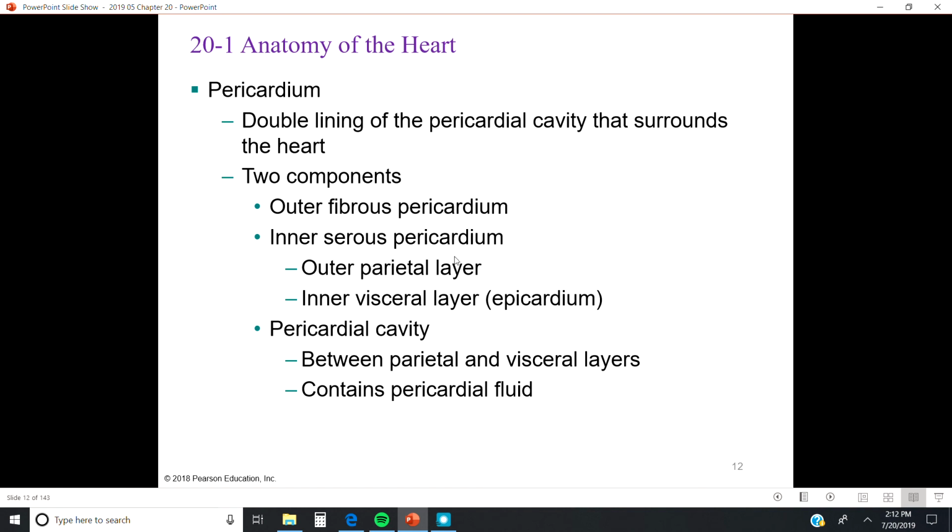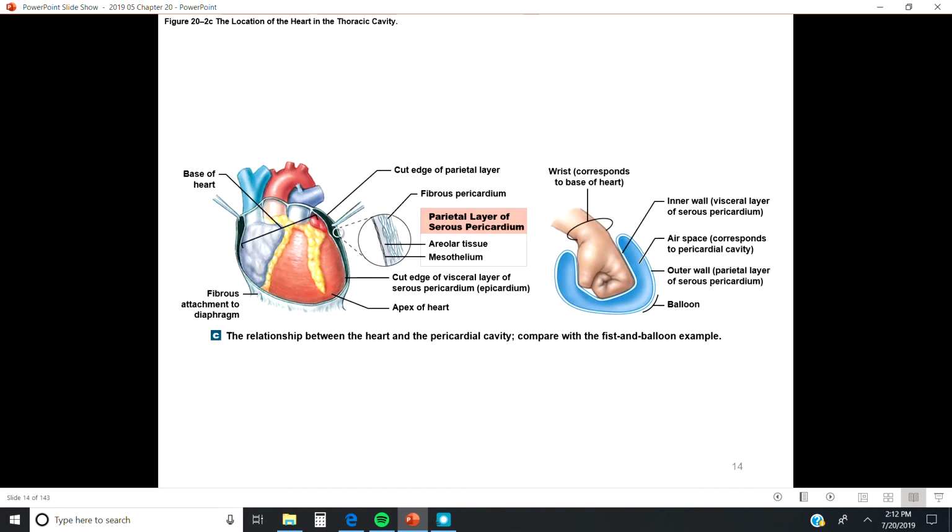Notice, we'll see this in a subsequent lesson, that we can also call the visceral layer of the pericardium the epicardium. That's an alternate name we can use. Right? And then finally, the cavity that's in between is going to be the pericardial cavity. Okay, so that concludes this lesson on some of the introductory structures of the heart, including the pericardium, including the location and the difference between the pulmonary and the systemic circuits.